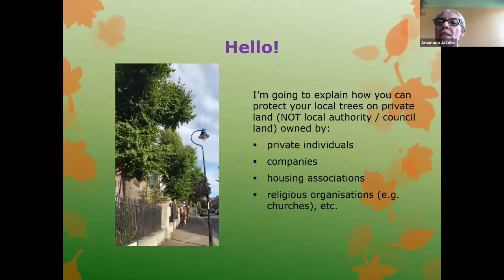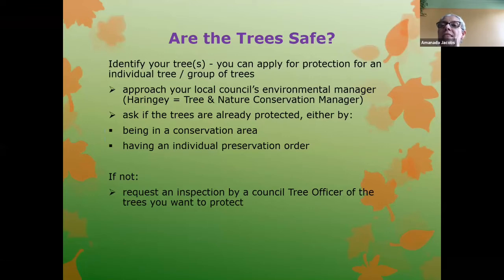And I'm going to specifically talk about how to protect trees that are on private land, not council land. First thing you need to do once you've identified your trees is to find out if they're actually already protected. For example, they might be in a conservation zone. So approach your local council's environmental manager to find out. If they're not protected, then ask them to arrange an inspection by a council tree officer.